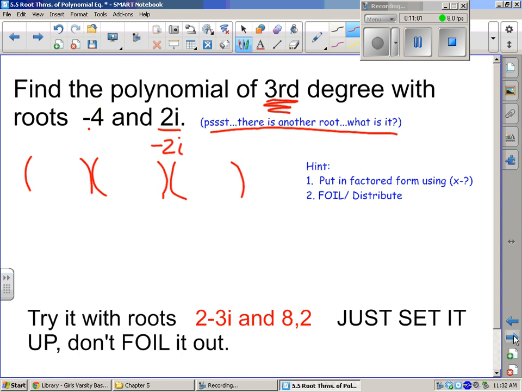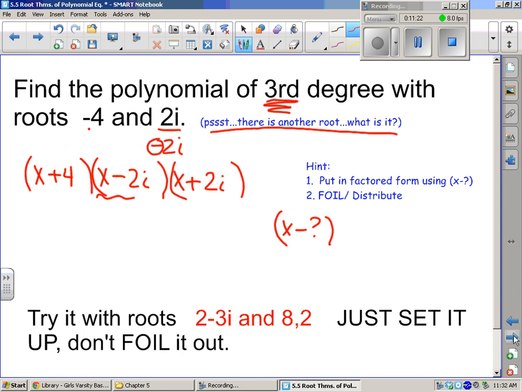And remember, it's x minus whatever the number is. So if I have a negative here, it's going to be x minus negative 4, which would make it plus. And then we have x minus 2i and x minus a negative 2i, which would make it another plus. Now that's the polynomial in factored form, but we want to FOIL it all out, right?